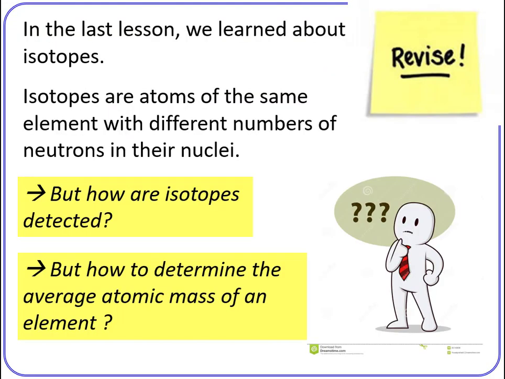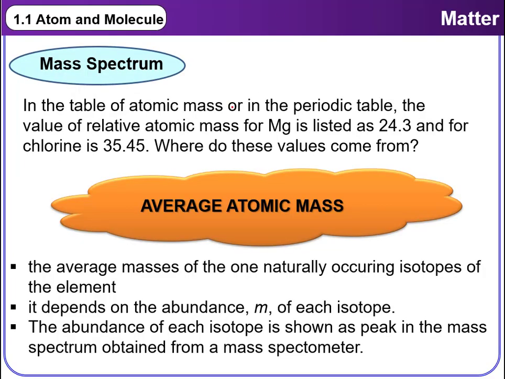Okay, in the last lesson, we did learn about isotopes, right? What device do we actually use to detect isotopes? In the table of atomic mass or in a periodic table, the value of relative atomic mass for magnesium is listed as 24.3, and for chlorine is 35.45. Have you ever wondered where these values come from? Okay, let us proceed with the next term, which is average atomic mass.